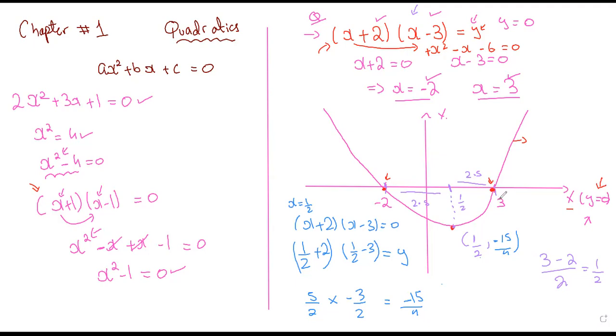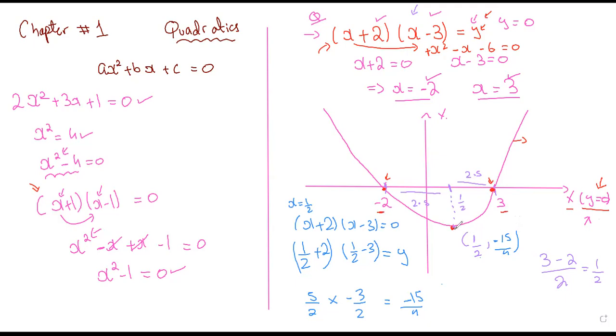I know that my parabola is going to pass through the x-axis. What is the value of y at the x-axis? The value of y at the x-axis is y equals 0. So I used y equals 0 and I got minus 2 and 3. This is clear? Okay?